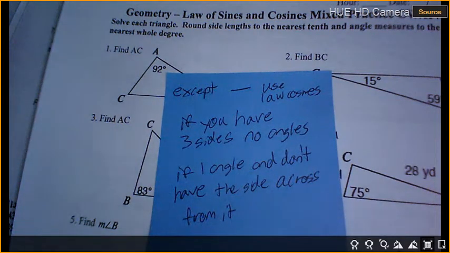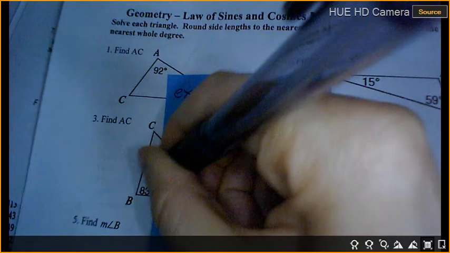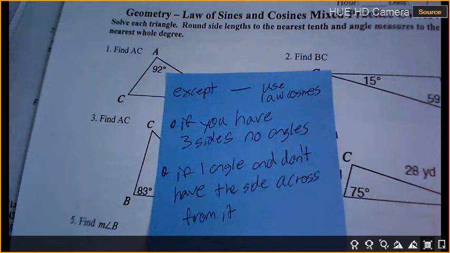So there's 2 cases where you have to use law of cosines. 1, you have all the sides and no angles. 2, you have 1 angle and don't have the sides. You have 1 angle and you do not have the side across from it. Okay. You ready? Yes. What is the second? So if you have 1 angle and you don't have the side across from it.